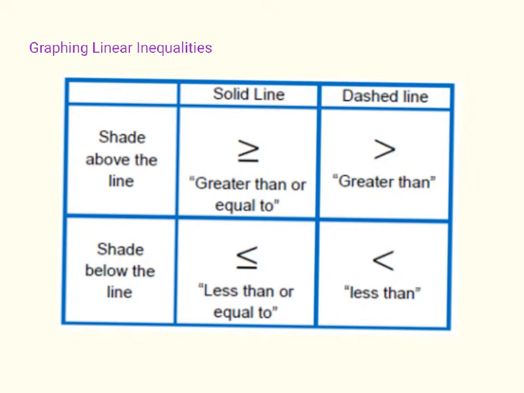It's a solid line if it has the equal to part, if it has that solid line in the symbol. It's a dashed line if there's no equal to part, if it's just greater than or just less than. And then the other thing you're going to have to remember is the shade. You're going to shade above the line when it has greater than in your symbol, and you're going to shade below the line when it has a less than in its symbol.